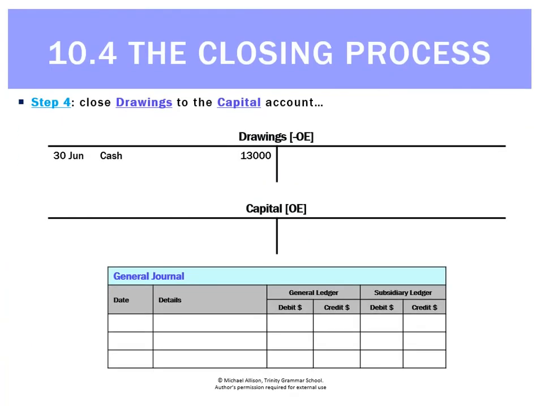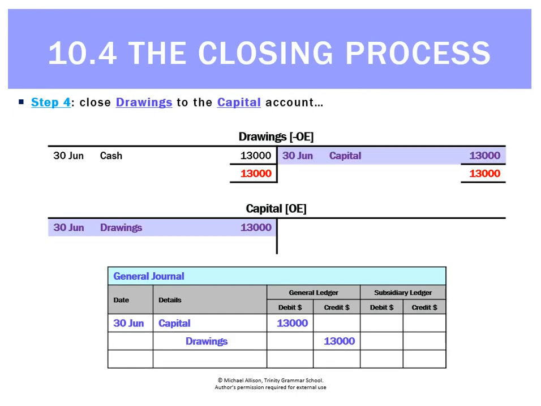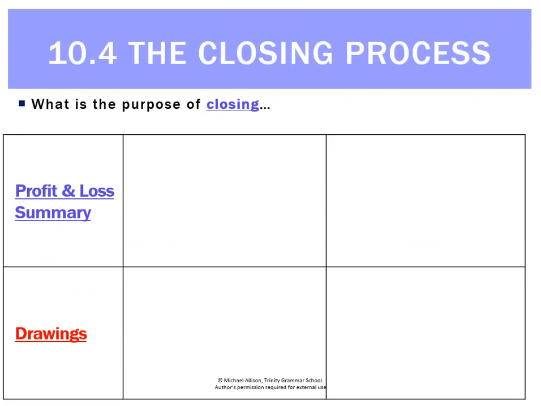So step 4, in this case, we've got drawings of 13,000. So we're going to debit capital of 13. And the reason we're doing that is because we've got a credit in drawings of 13,000. So we have a debit matching with a credit. And you can see the fundamental impact of drawings is that they make capital go down. So therefore you can see that's shown up as a debit in capital. Do a narration, transfer of drawings.